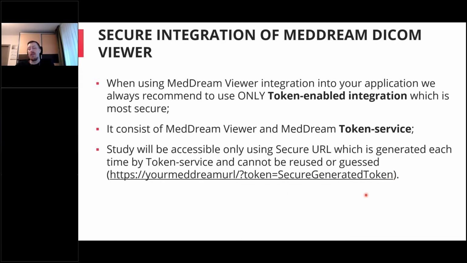So this is the secure way of doing the URL integration if you plan to have it, for example, in a HIS, and you want to open the studies from the HIS. So the only correct way to do it, the secure way, is to use token-enabled integration if we talk about the URL integrations.